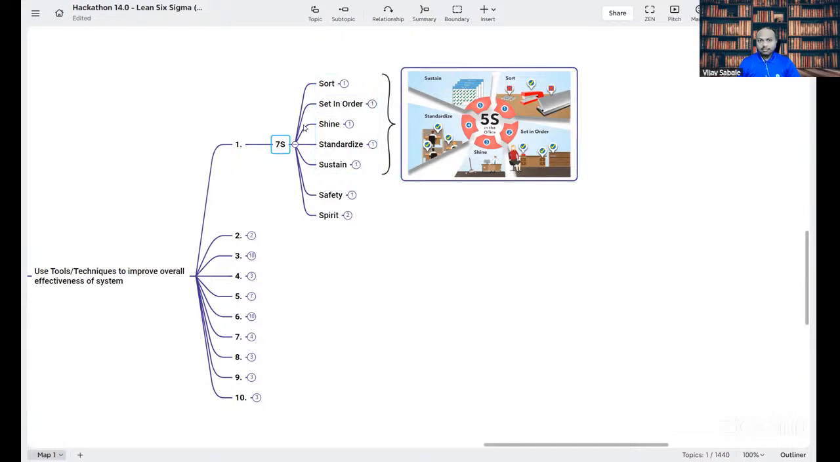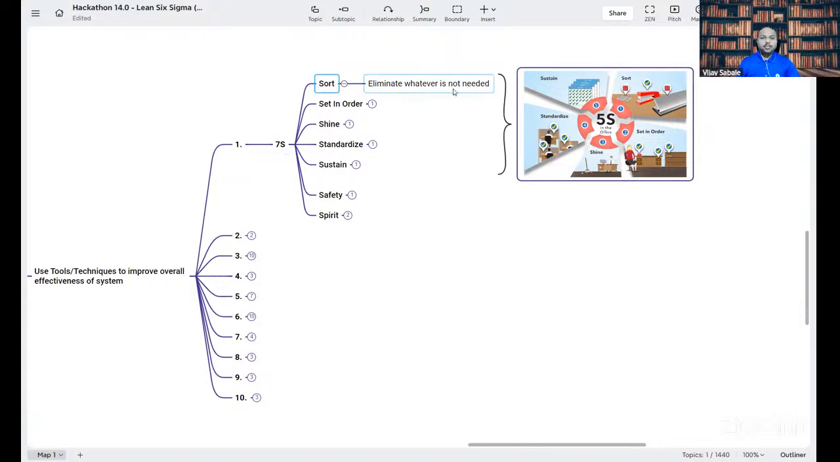As the name indicates, it consists of 5 important steps. The first S is sort, in which we are going to eliminate whatever is not needed. It is a structured drive that we implement in our work environment, department or organization, where we identify the things which are not required. We remove them by segregating them to an area called the 5S red tag area, created as part of 1S. Whatever we move there, we also tag, and afterwards we dispose of them based on whether we can reuse them, or if not, we scrap them, right? So that is the first step: eliminate whatever is not needed.